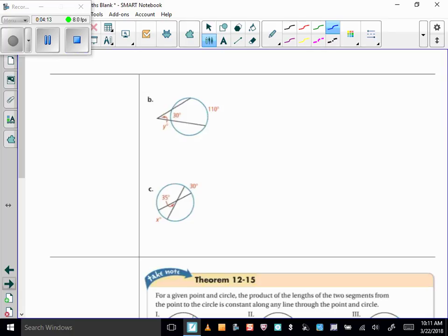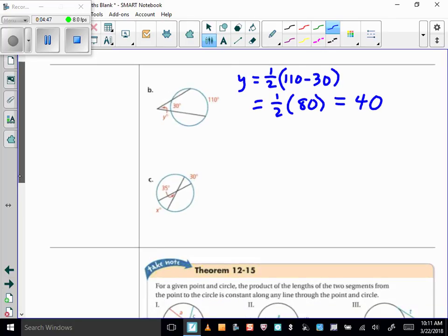Okay, how about this one? This, again, is the second theorem that says if two lines intersect outside a circle, then the measure of the angle formed by those two lines is half the difference of the measures of those arcs. So here we go. I know that y is going to be half the difference of the measures of the arcs. So 110 minus 30. All right, so I get 1/2 of 80, which means y there is going to be 40. 40 degrees is the measure of that angle.